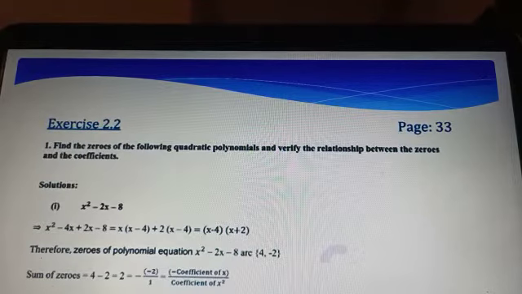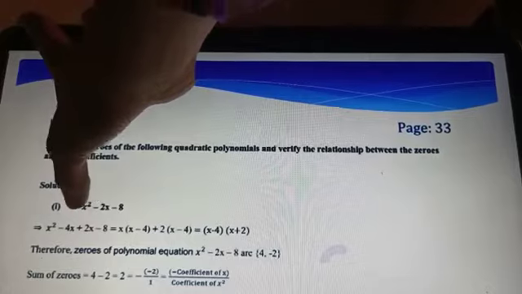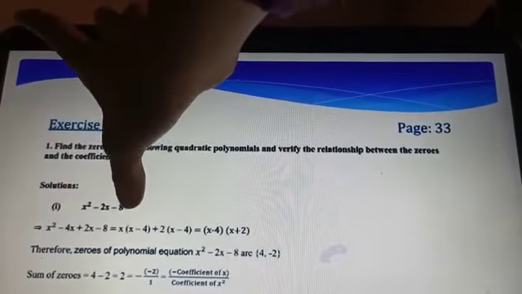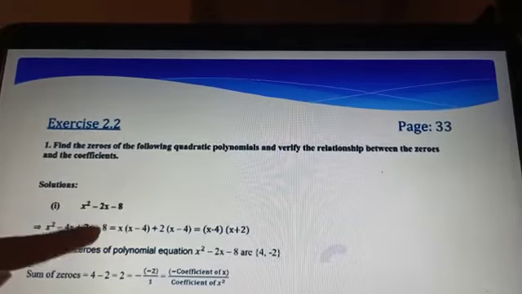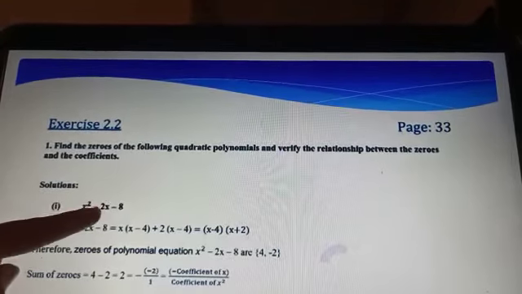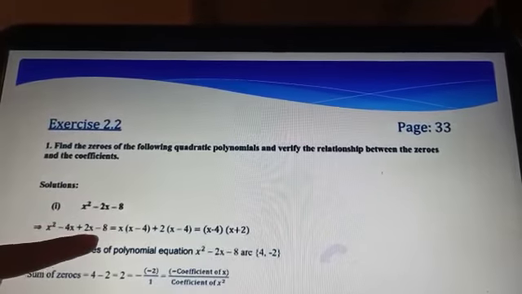Now we will use the factorization method, where we do the splitting the middle term method. The coefficient of x square is 1. So 1 into minus 8 is minus 8. The factors of minus 8 can be written as minus 4 and plus 2, which will give you minus 2. So we will rewrite minus 2x. The middle term is rewritten as minus 4x plus 2x.